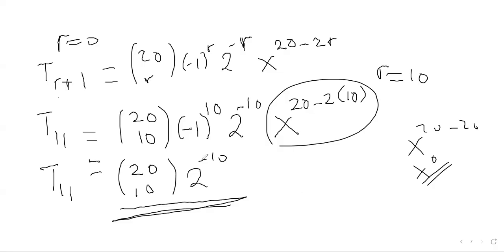So the term independent of x is actually the 11th term, and the actual value for that 11th term is equal to this. So we can simplify this and say 20 choose 10 is equal to a lot of numbers, and then you multiply it by this, so you can finish it up. That's what we were expected to do on that.